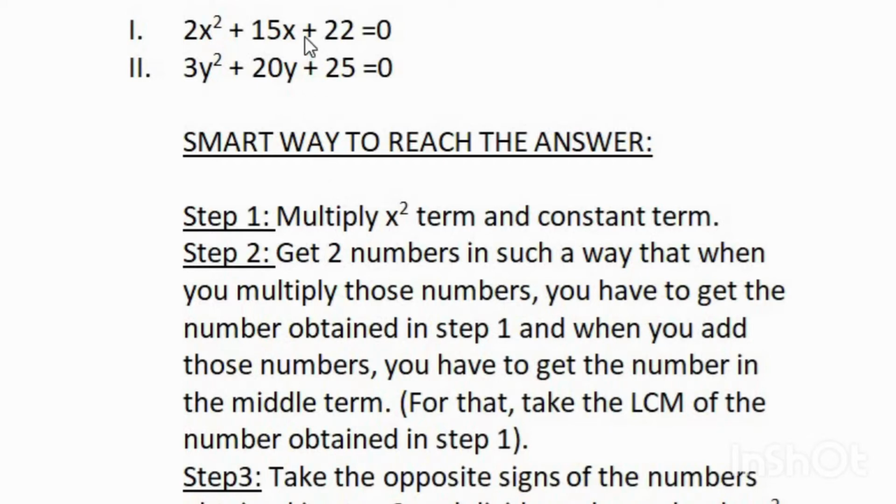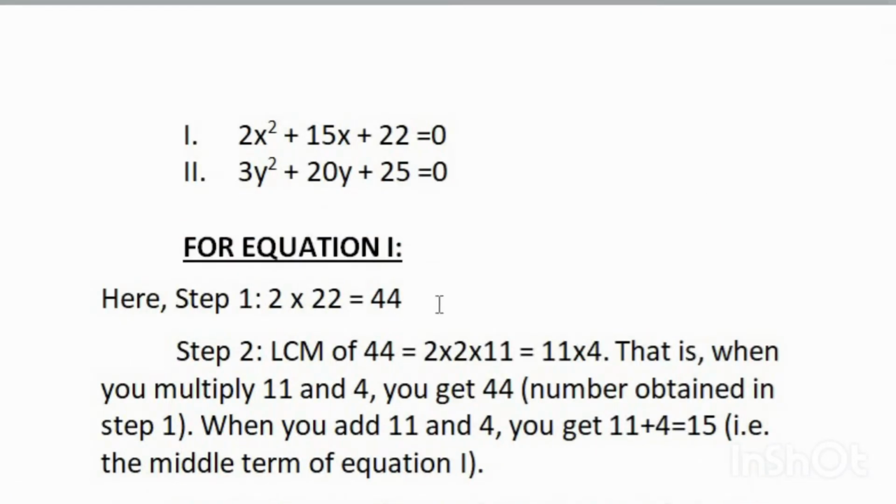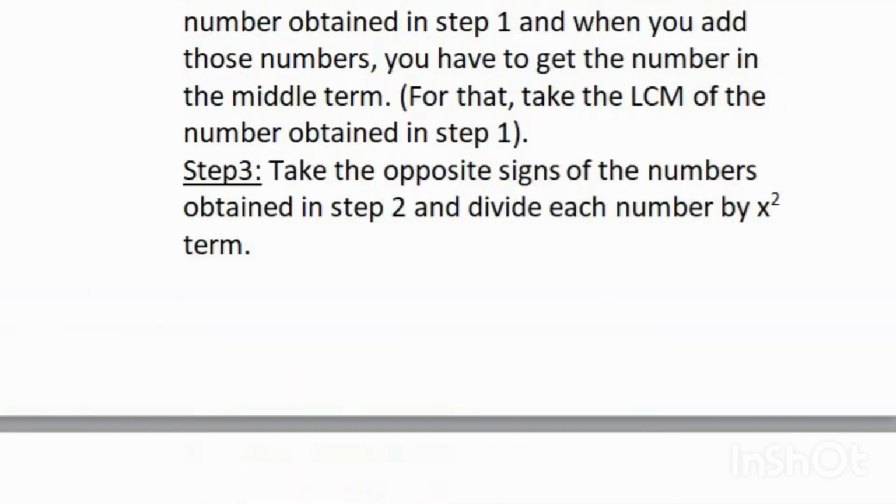Okay, so first we are considering the first equation, that is 2x square plus 15x plus 22 is equal to 0, and multiply the x square term and the constant term. Here the x square term is 2 and the constant term is 22. So multiply these two, 2 into 22, it is 44. So that is step number 1. Understood? 2 into 22, it is equal to 44. Now we can go to step 2.